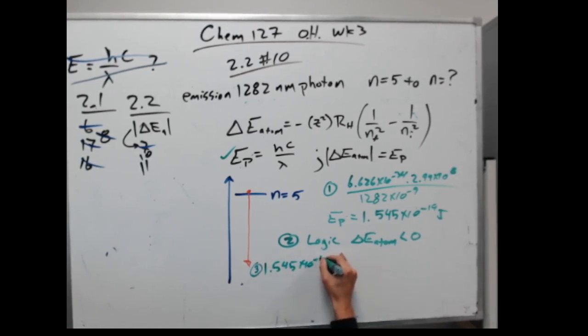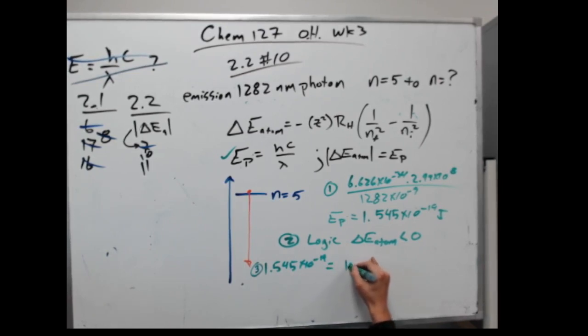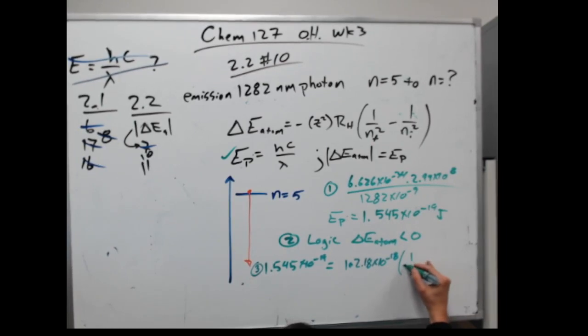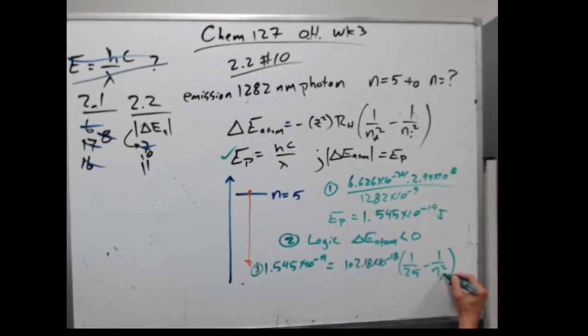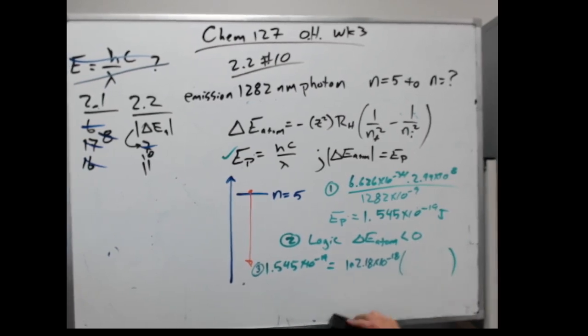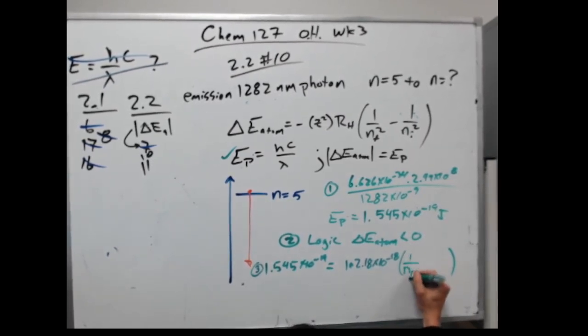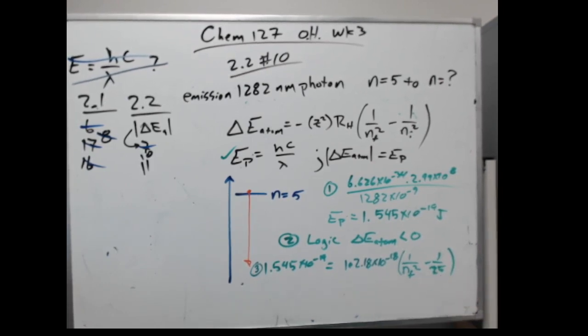1.545 times 10 to the minus 19 is equal to 1 times 2.18 times 10 to the minus 18. I think I had a typo there too. 1 over 25 minus 1 over n squared. All that. Oh wait, I got that wrong too. Whoops. My final is the thing I'm trying to solve for. 1 over n final squared minus 1 over 25. Right, that's my n initial is 5. That's my 25. The important thing here is my logic is why I got rid of that negative sign.